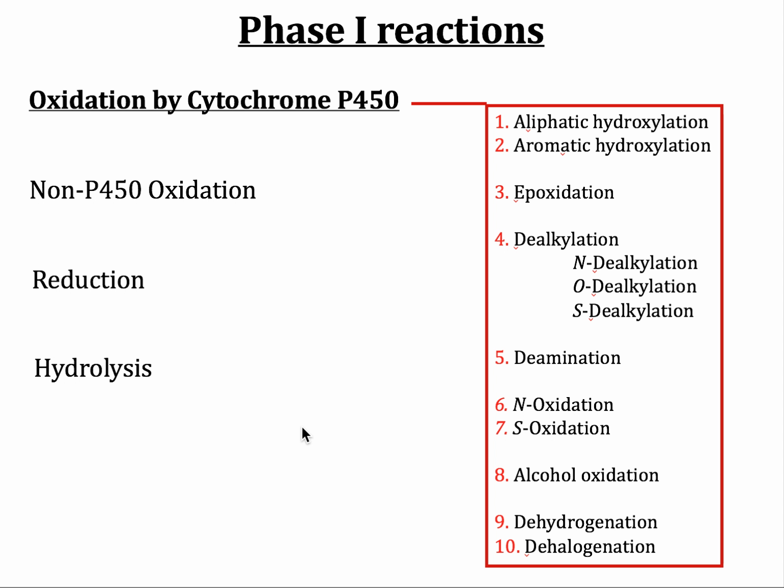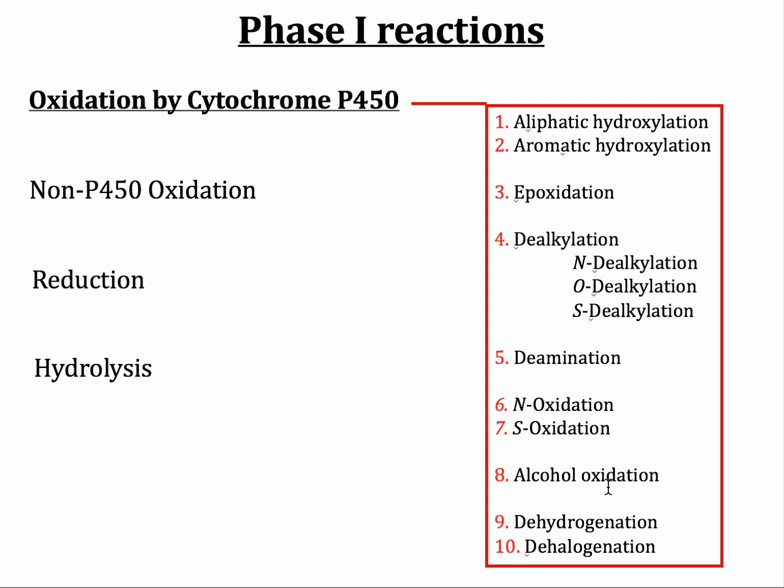Dealkylation usually includes three sub-processes: N-dealkylation, the removal of the alkyl group from the nitrogen; O-dealkylation, removal from the oxygen; and S-dealkylation, removal from the sulfur. Next is deamination, the removal of amino groups, so you end up with a byproduct of ammonia, NH3. N-oxidation and S-oxidation are something you wouldn't have come across, so dealkylation is the main one, but N-oxidation and S-oxidation are also important.